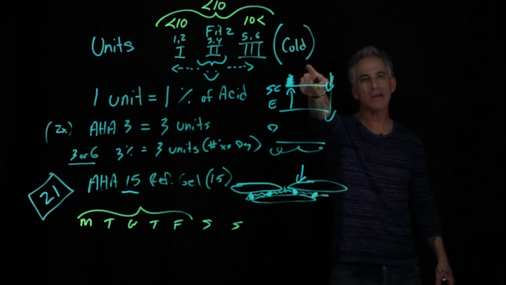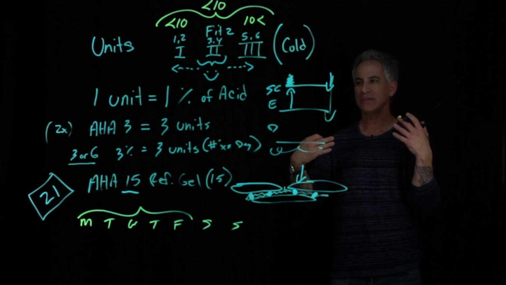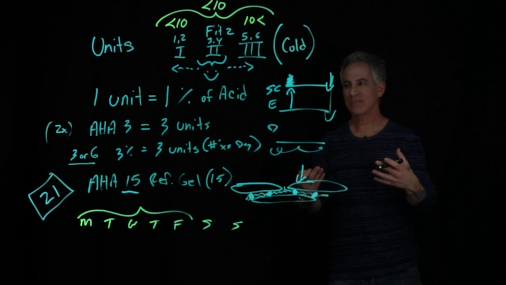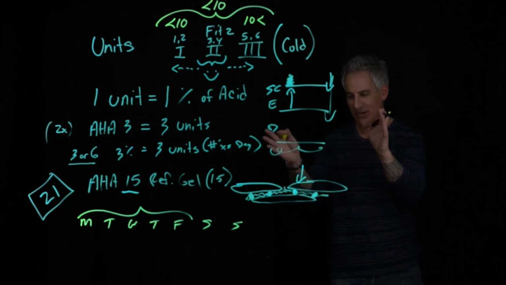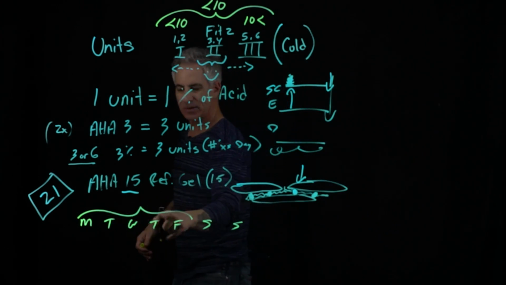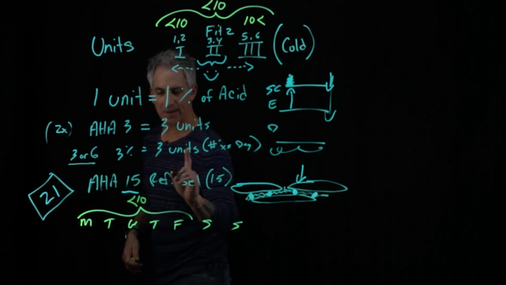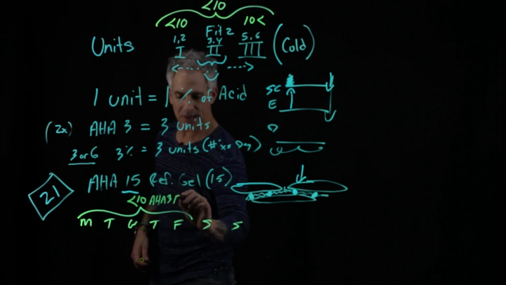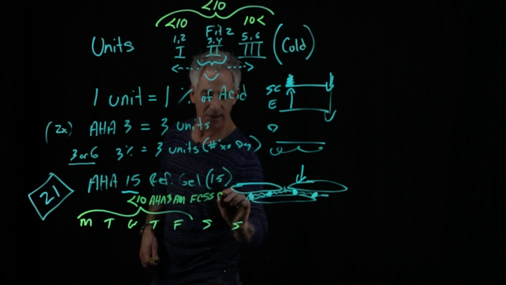So if I know the weather and I know what's going on, and also too, this is a great time to talk to your clients and reach out to them through emails and all kinds of stuff. You get the point. So Monday through Friday would be less than 10 units. It would be AHA 3 in the AM, facial cleanser sensitive skin in the PM.